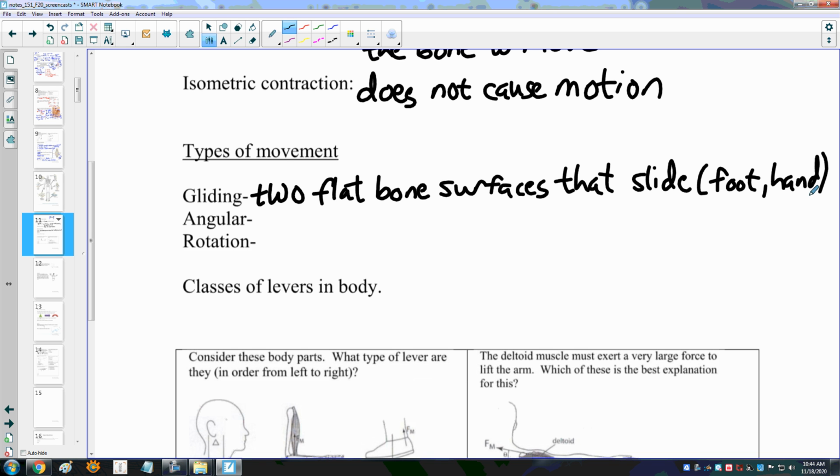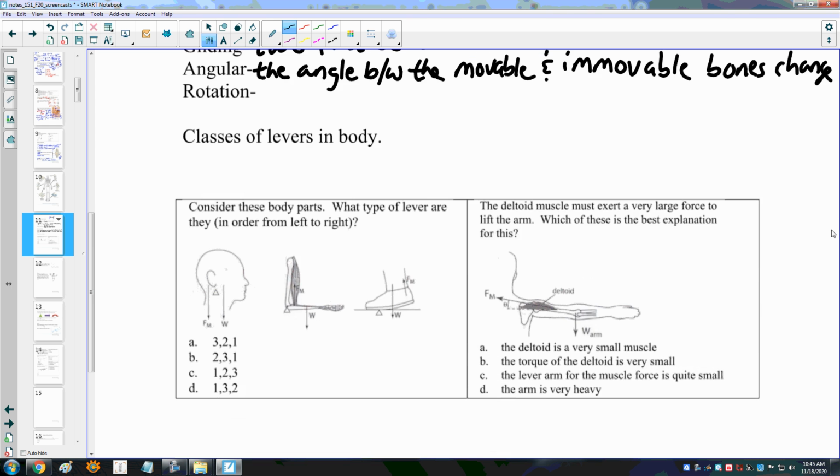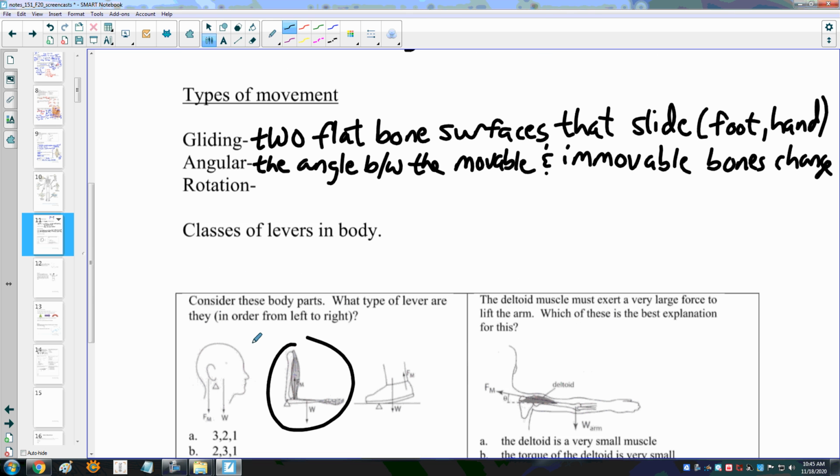Angular is when the angle between the movable and immovable bones changes. So an angular movement would be, like the arm right here, if you move your bicep or move your lower arm back and forth, that's an angular type of movement. And then rotation is when the bone twists along its long axis.